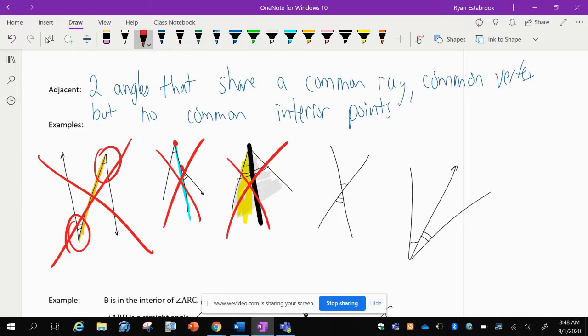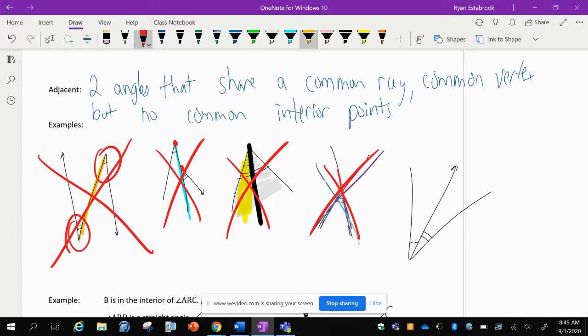Next one to the right, we have all these examples of what is not adjacent. So does this one work? So once again, they have a common vertex, great. They have no common interior points. They don't overlap. However, there is no common side. Here are the sides for one of the angles, and here are the sides for the other angle. They are not anything the same. So once again, not going to be adjacent.